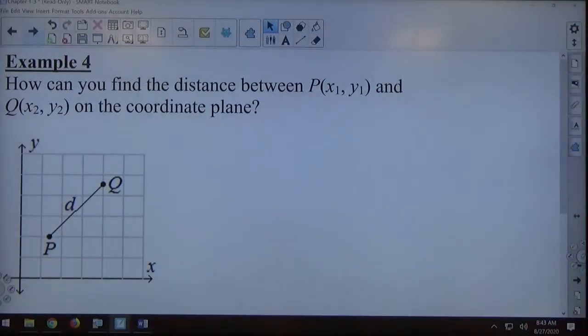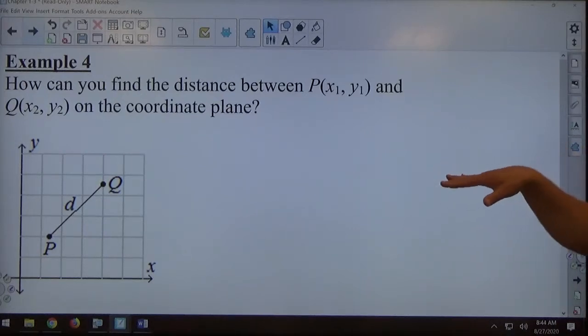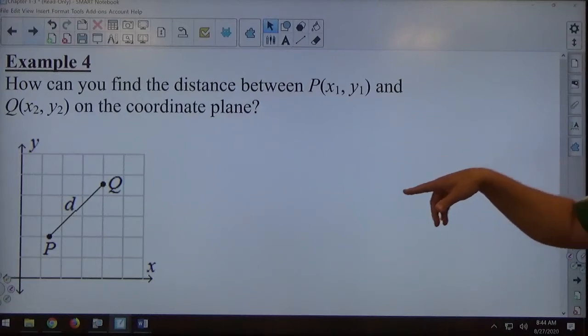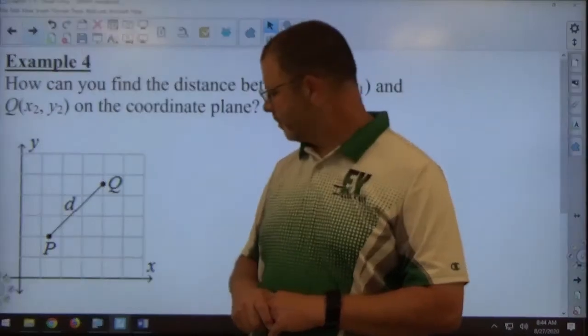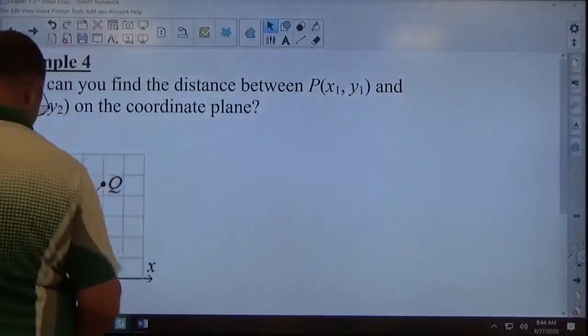In this problem, we got some points graphed. They've got D that we're trying to find. And our concern here is, can we find the distance between point (x sub 1, y sub 1) and point (x sub 2, y sub 2) on the coordinate plane? These don't have specific coordinates here, right? So that's kind of in the middle. We don't have an exact thing here. So let's just investigate these 2 points real quick.